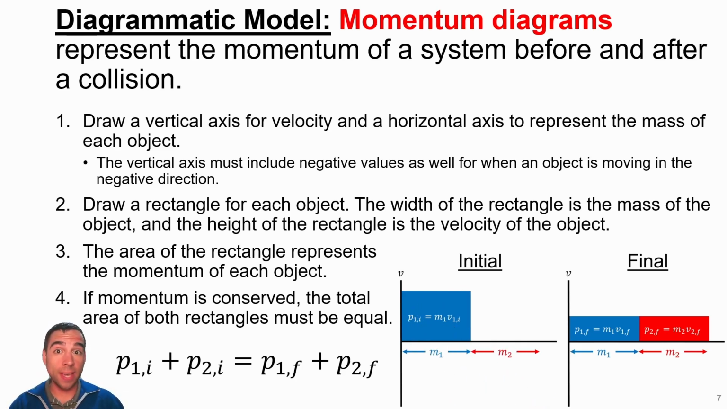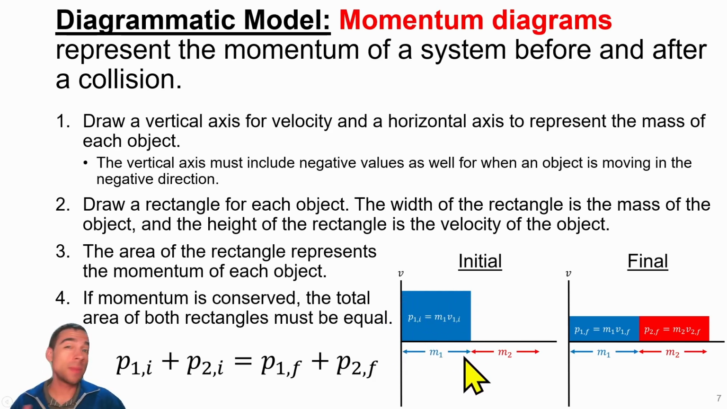Then you draw a rectangle for each object. This rectangle will have a height that represents the velocity of each object, and the rectangle will have a width that represents the object's mass. So the more massive an object is, the wider this rectangle needs to be, and the faster it's moving, the taller this rectangle needs to be. Then we think about the area of this rectangle, because if we have mass on the horizontal axis and velocity on the vertical axis, if we multiply those two numbers together, we would get the momentum, and that is represented by the area of this rectangle right here.